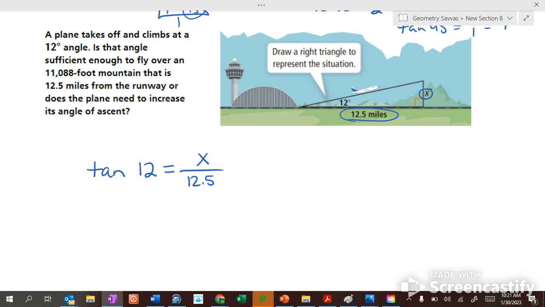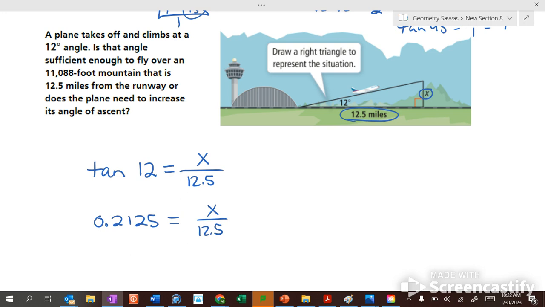Now, your calculators are programmed with sine, cosine, and tangent ratios in them. So grab out your calculators. Nice big calculator, Wolf. Hit the tangent of 12 on your calculator and tell me what number that is to 4 decimal places. Tan 12 is 0.2125, equals x over 12.5.